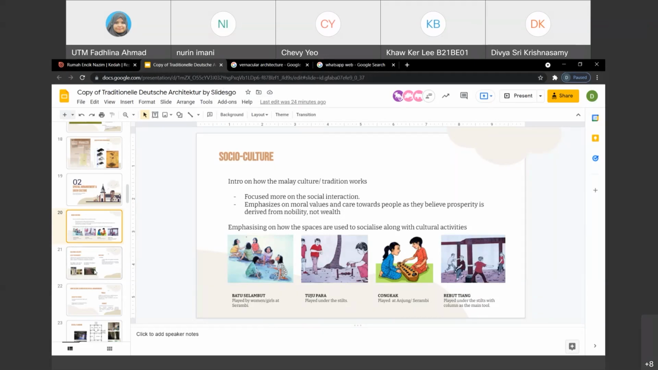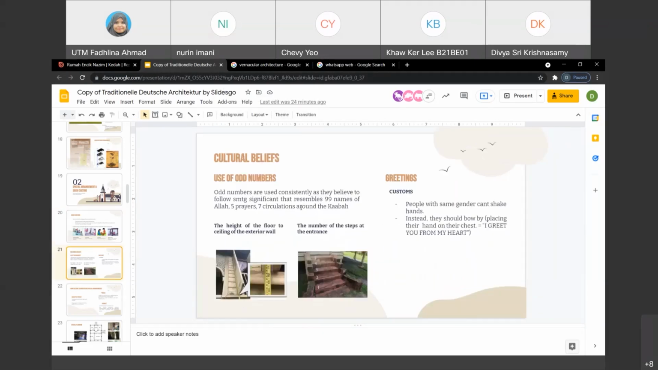Okay, doctor. The next one is about the cultural beliefs. In Rumah Encik Nazim, they use odd numbers consistently, as they believe in following something significant that resembles the 99 names of Allah, 5 prayers, and also 7 circulations around the Kaaba.